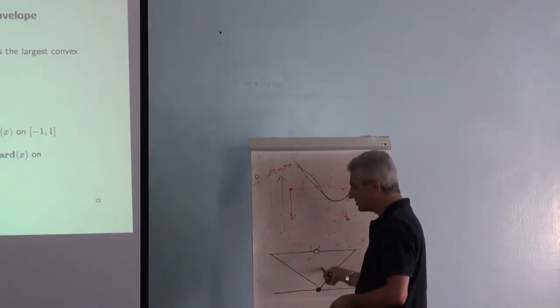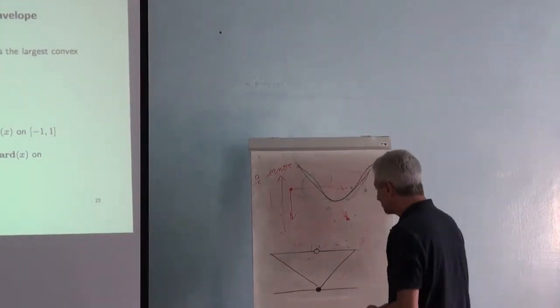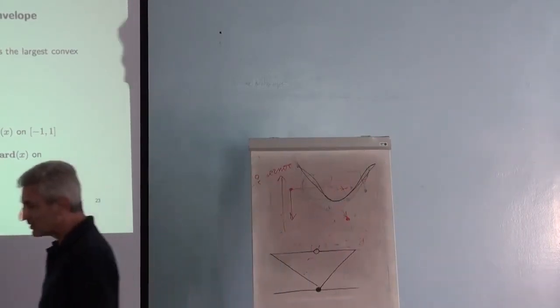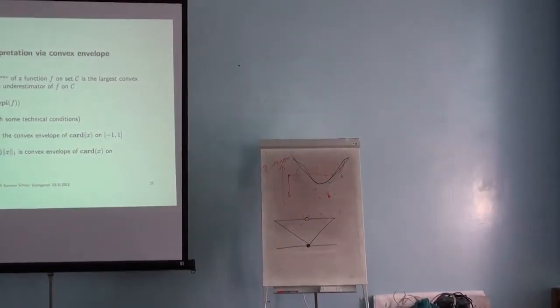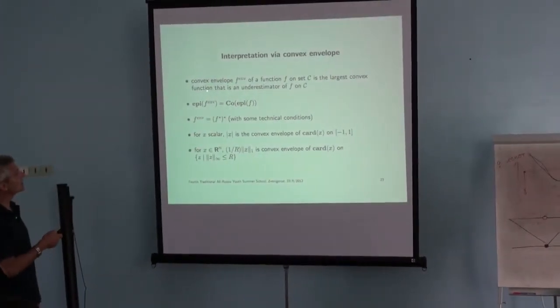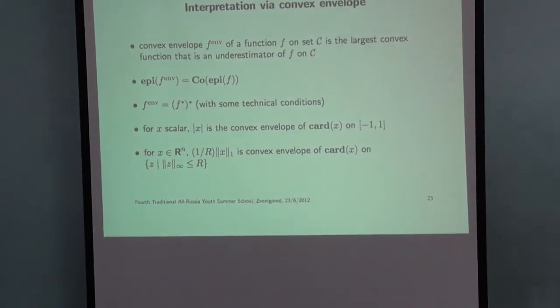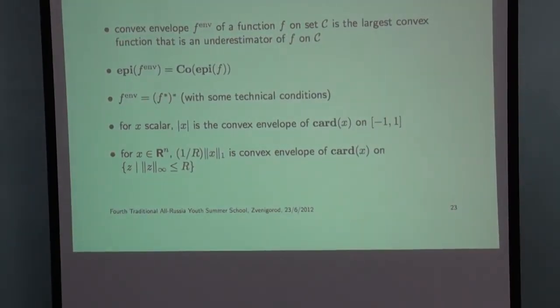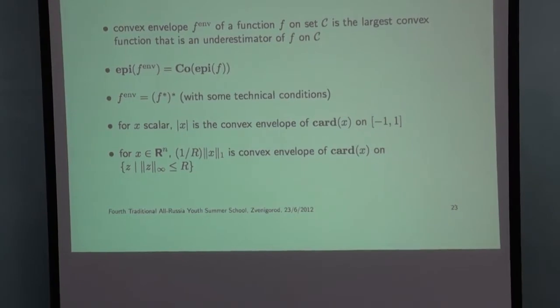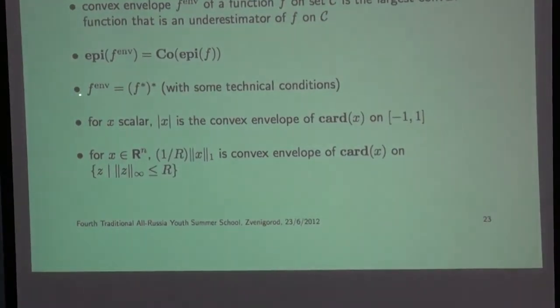Okay. But there's a beautiful interpretation of this. Here's the interpretation of it. It's the convex envelope. So the convex envelope of a function is this. It's the largest convex function that's an underestimator of it. And if you know convex analysis, it has some very simple formulas. Here's one. Actually, there really aren't any technical conditions here. It's just the conjugate of the function, for non-convex functions, the conjugate of the function, conjugated. That gives you the envelope. And it turns out the largest convex function, less than card, on let's say [-1, 1], is exactly the absolute value.